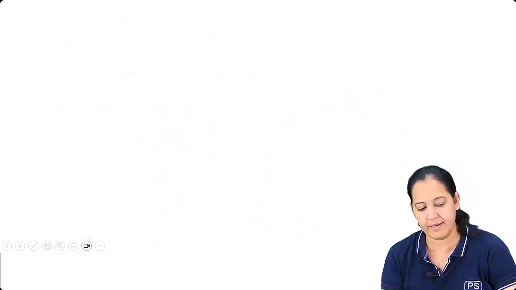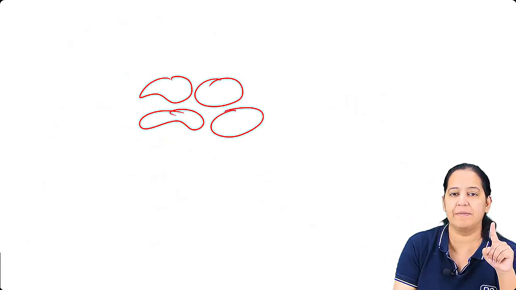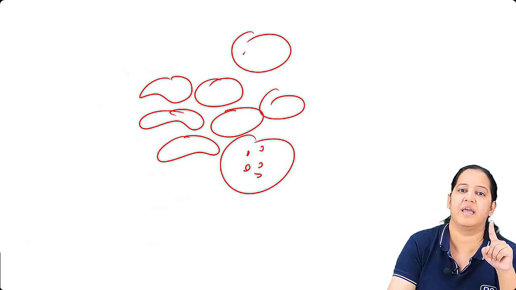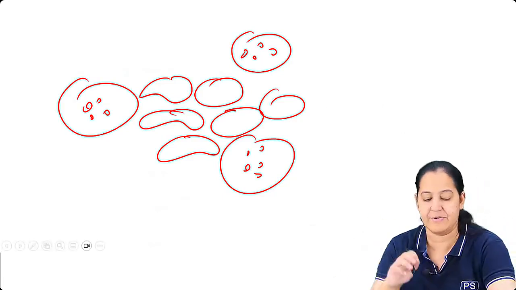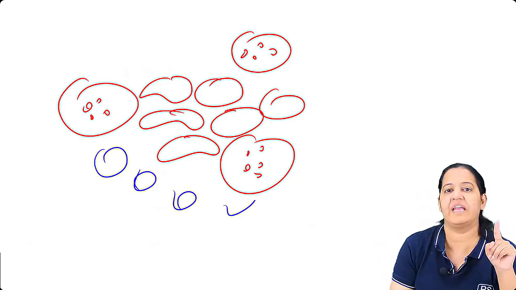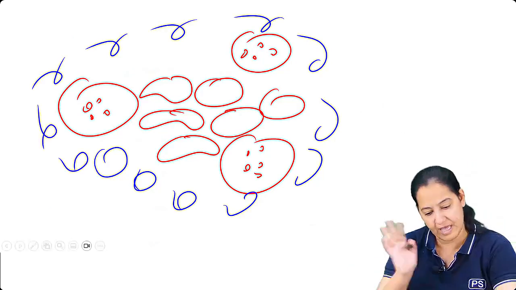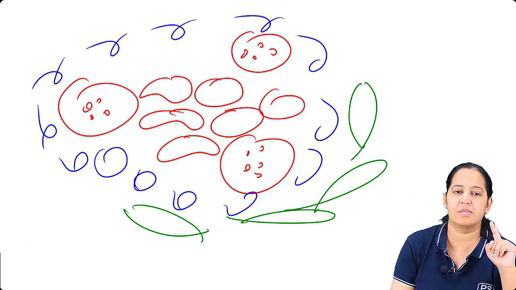I'm drawing, okay? So the center is formed by the epithelioid cell. All these are epithelioid cells, okay? Some of them fuse together and form the giant cell. Few of them are giant cells. This is the central zone. The middle zone is formed by T lymphocyte. These all are T lymphocytes. And the outermost zone is formed by fibroblast. This is all fibroblast.